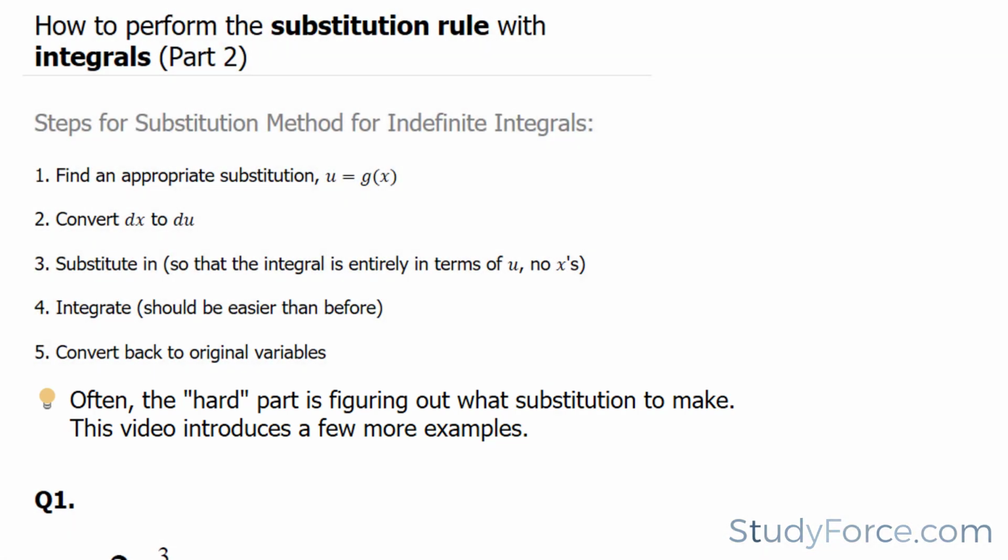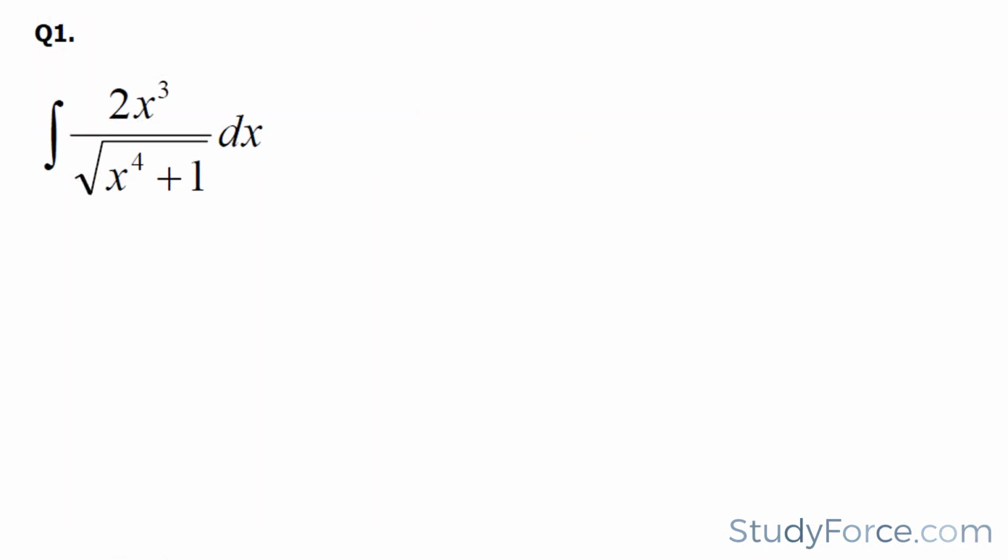Let's start with question number 1. In question number 1, they ask us to find the integral for the function 2x to the power of 3 over the square root of x to the power of 4 plus 1. So you have to determine what you will set as your u. And in this particular case, our best option would be to set this as our u. Let me show you why. U is equal to x to the power of 4 plus 1.